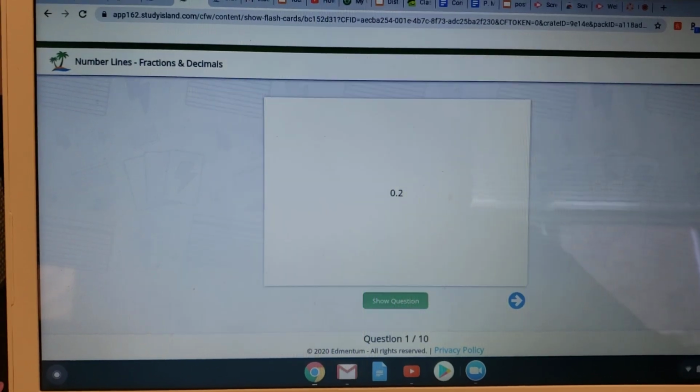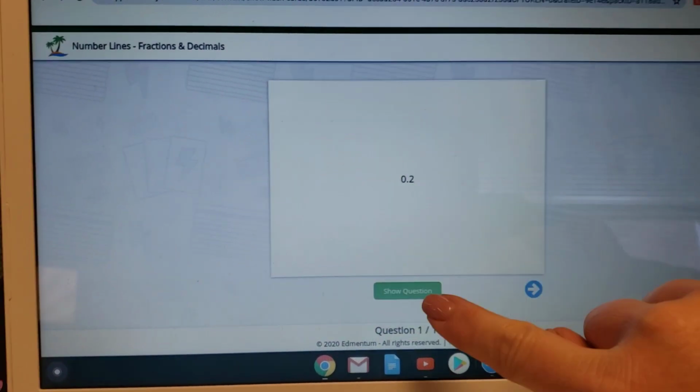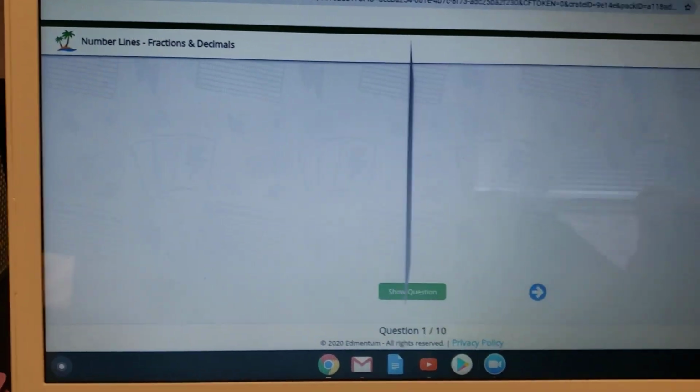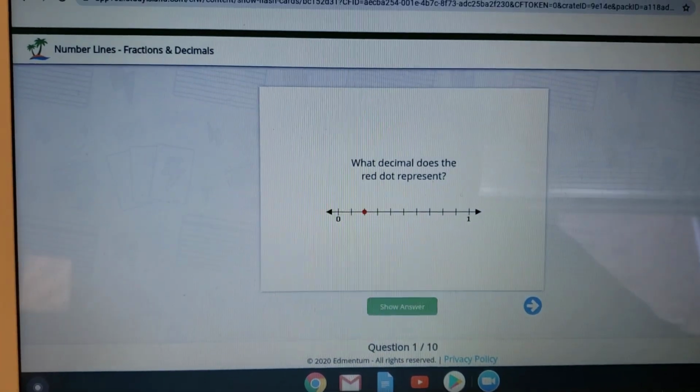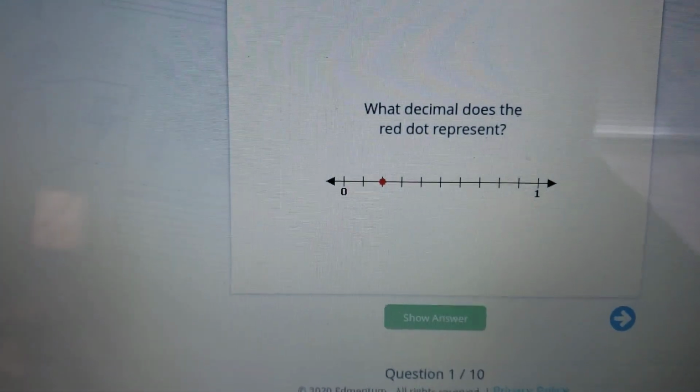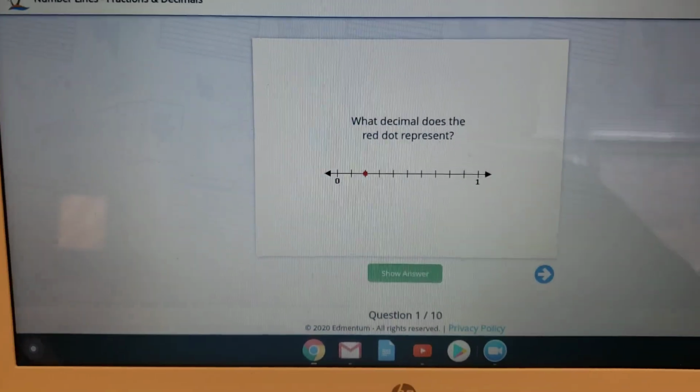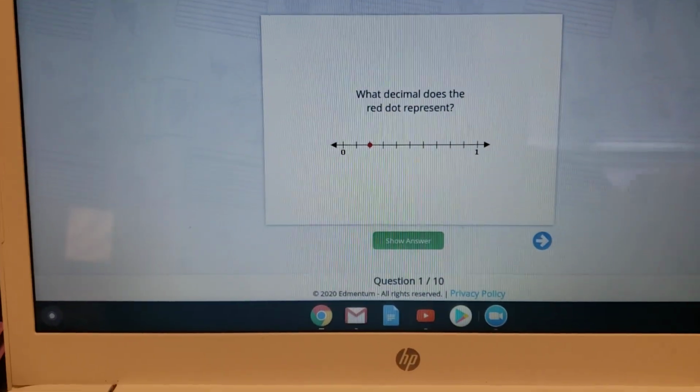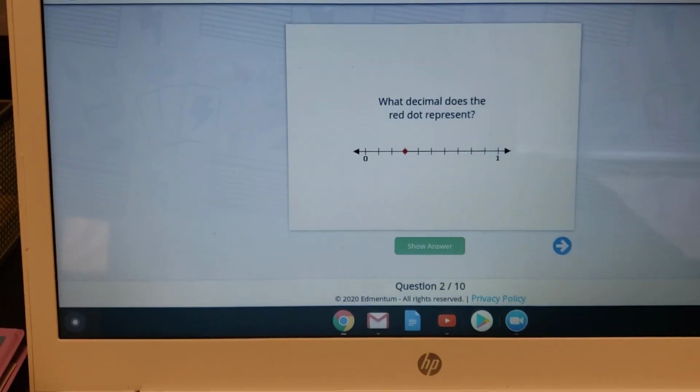The card will flip over. You see if you're correct. If not, if you got the wrong answer, flip it back over, click Show Question, and then you can go back and look at the question again and see why you think you got it wrong. Okay? If you got it right, click the arrow. It'll take you to the next question.